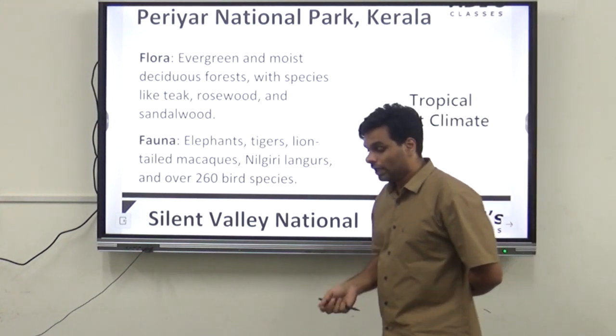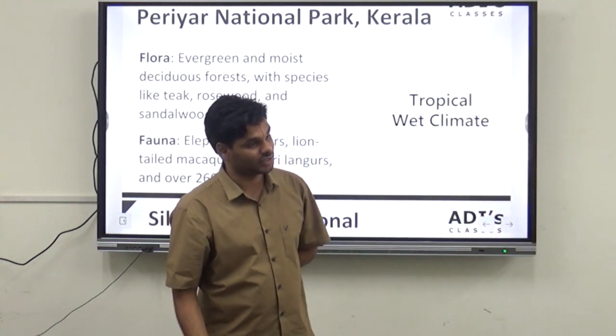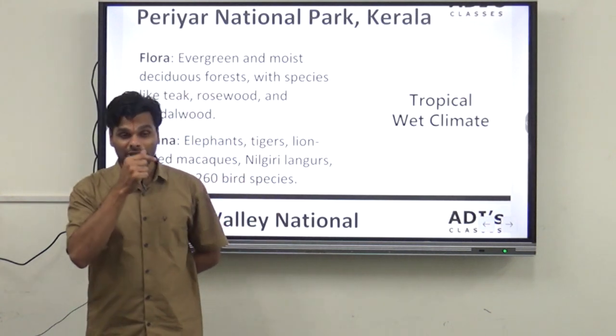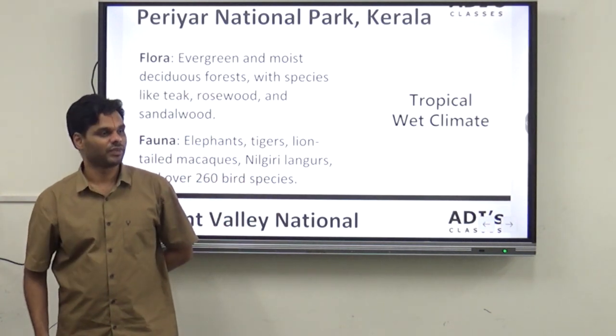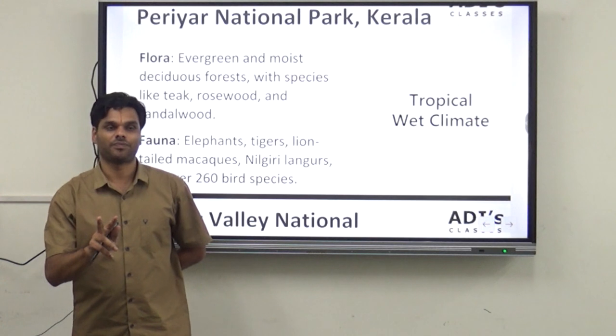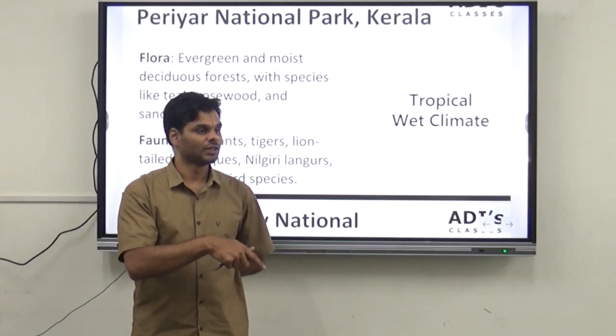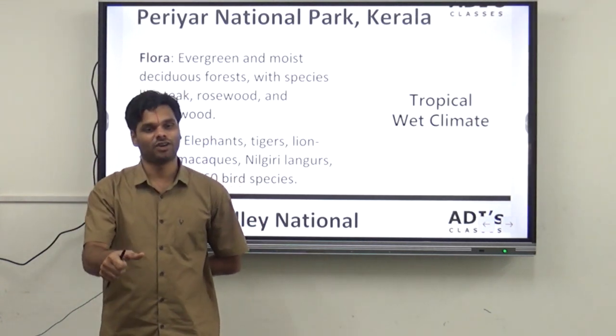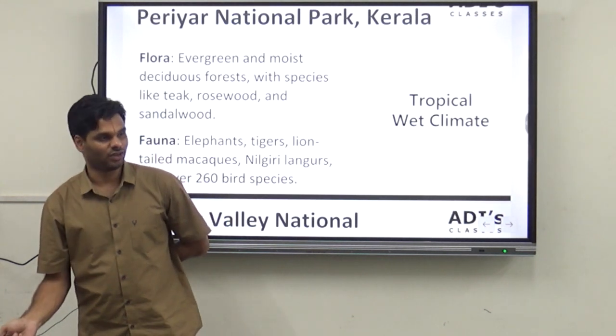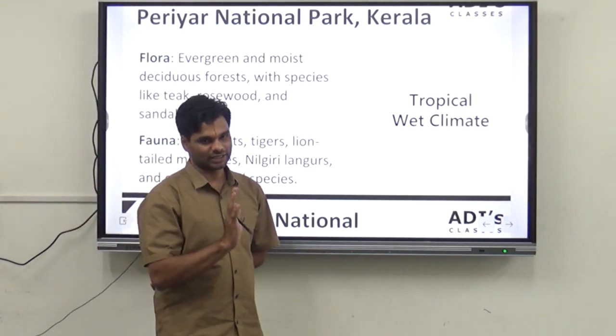Okay, so you will find evergreen forests. At the same time, you will find deciduous forests. Deciduous forests, you have two types: moist deciduous forests and dry deciduous forests. Okay, I hope this is clear.